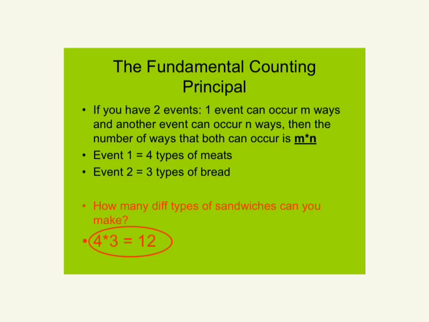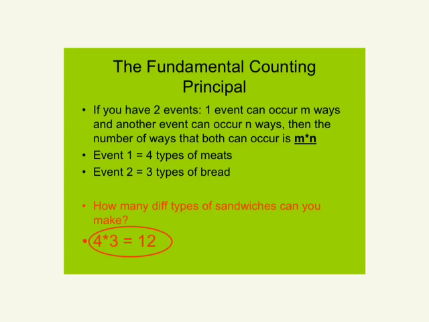Alright, let's jump right into the fundamental counting principle. The fundamental counting principle says if you have two events, and one event can occur m ways, and another event can occur n ways, then the number of ways that both can occur is m times n.